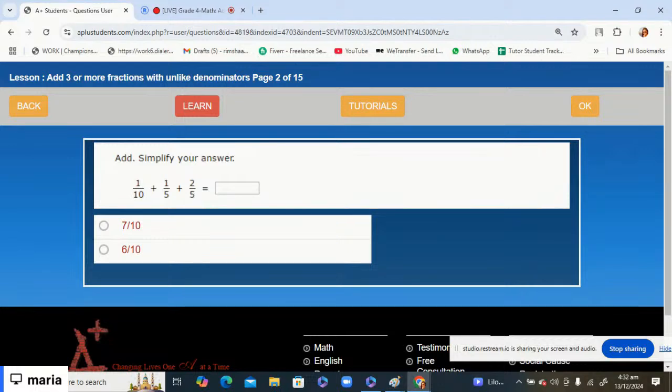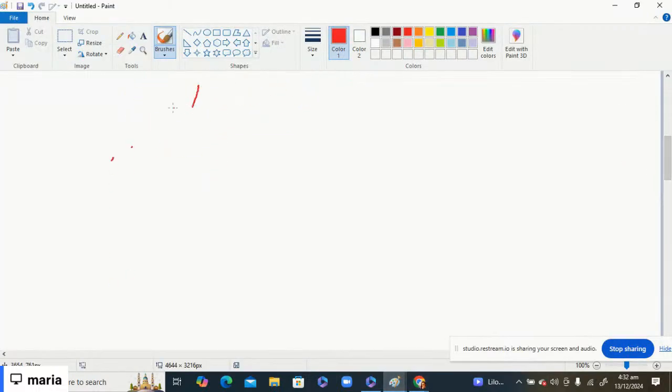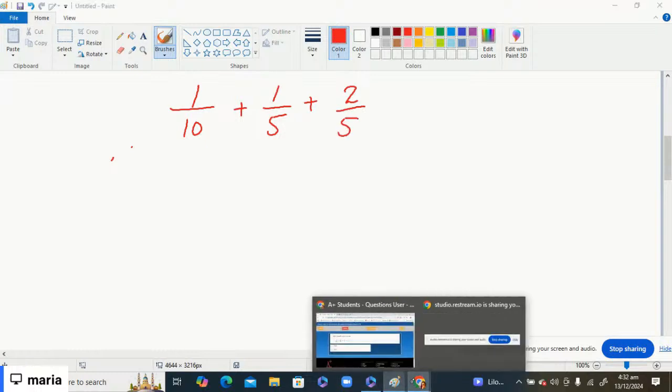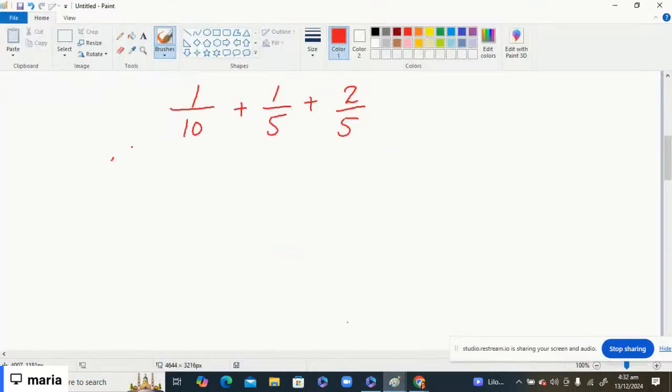1/10, 1/5, 2/5. Okay, you guys solve this question. 1/10 plus 1/5 plus 2/5. Is this the question? Yes. Now you guys tell me the answer of this. Solve this question and then tell me the answer. Everyone tell me the answer in the chat.